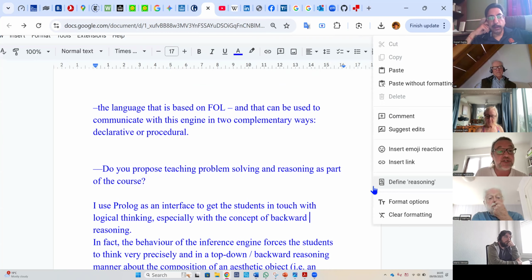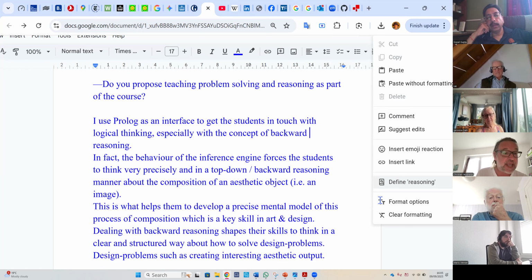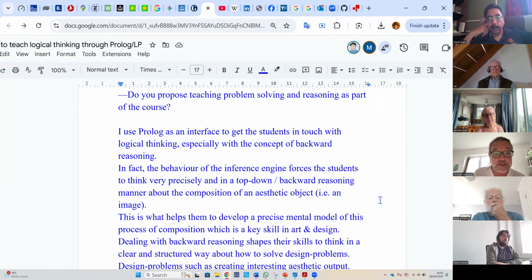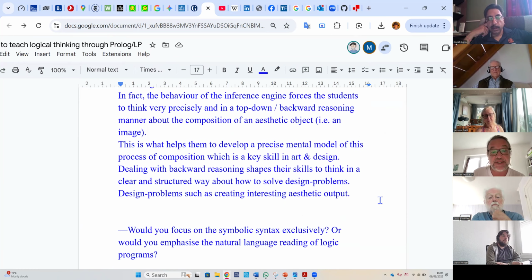Second question, do I teach problem solving and reasoning? Yes, this is the core thing of my teaching. I use Prolog as an interface to get the students in touch with logical thinking, especially with the concept of backward reasoning. In fact, the behavior of the inference engine forces the students to think very precisely and in a top-down backward reasoning manner about the composition of an image. This is what helps them to develop a precise mental model of this process of composition, which is a key skill in art and design.